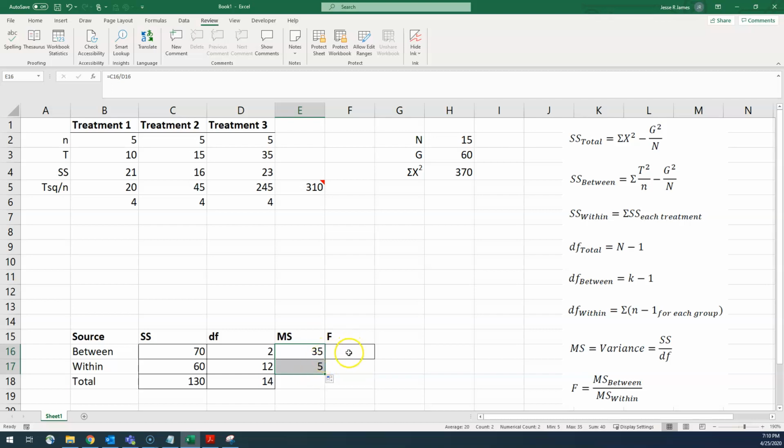And then for your F, of course, down here we have that mean squares between divided by the mean squares within. And so we've got mean squares between and mean squares within. All I have to do is divide that by that. And we get 7. That's our F.